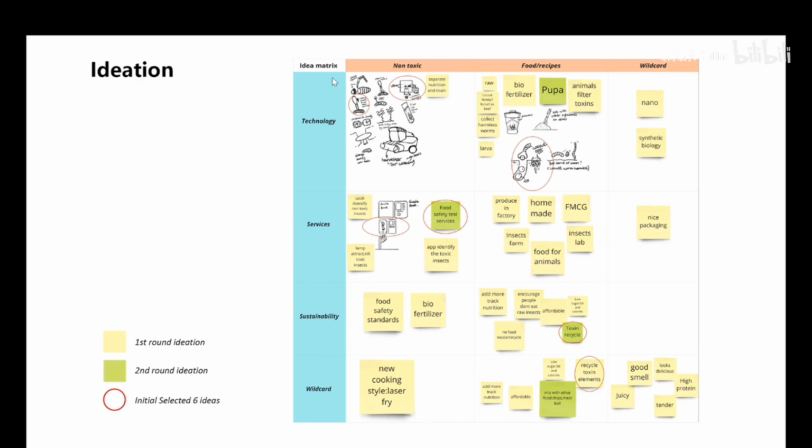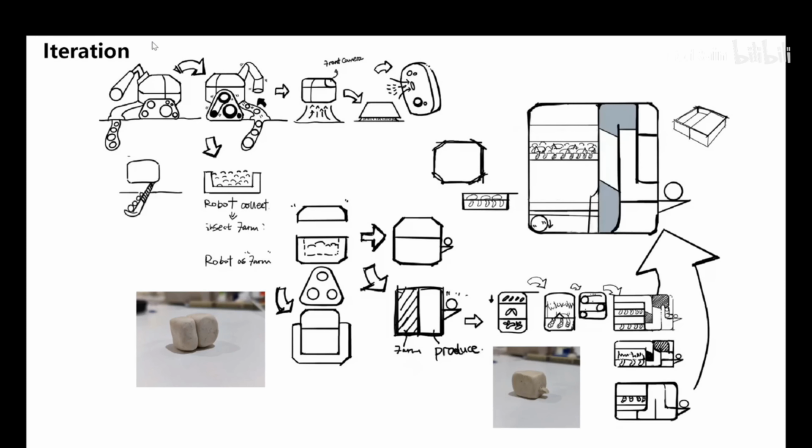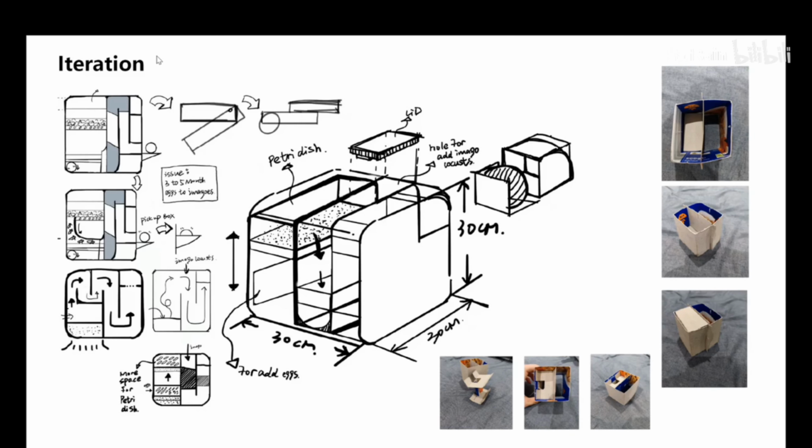Then is the idea matrix for idea generation, and I use affinity clustering to classify these ideas. Among these ideas, I choose concept 1 to develop further with sketch models for testing.